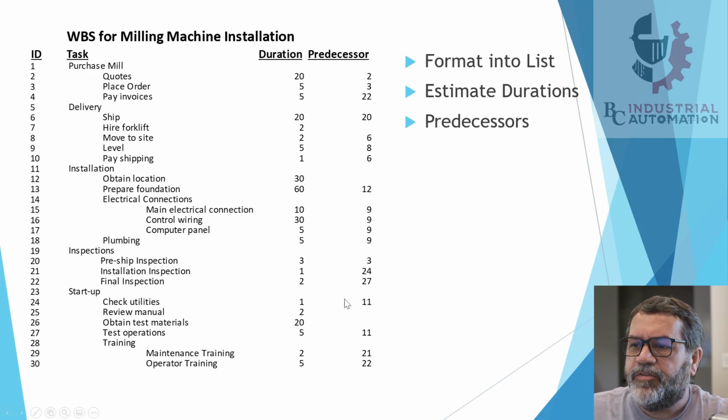And maybe you'll notice also here, some of these items don't have predecessors, such as review manual. Well, I don't really know when that's going to be done. I don't know if maybe the place I'm buying it, maybe the manuals are already printed. And so I don't really know, and at this point it's not really very important. Another one here is number 26, obtain test materials. Well, that doesn't really have a predecessor. I could do it at any time. And so for now, I don't need to list the predecessor.